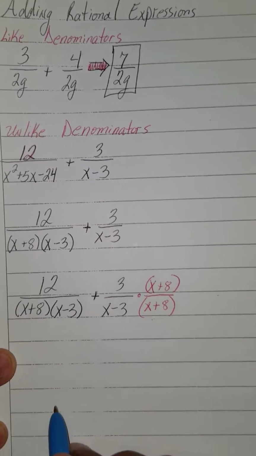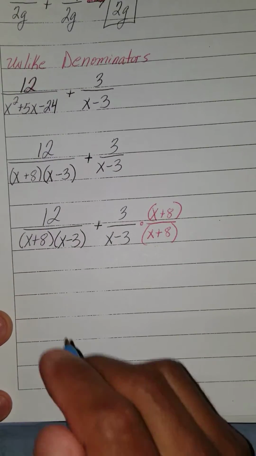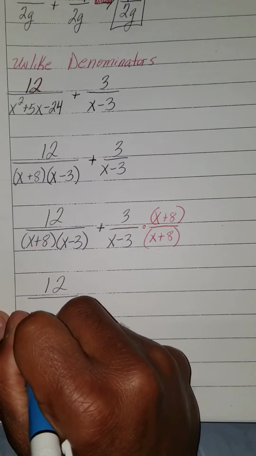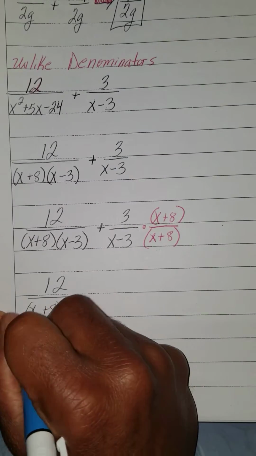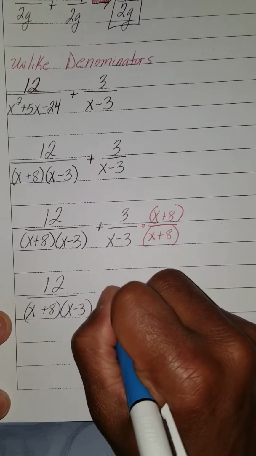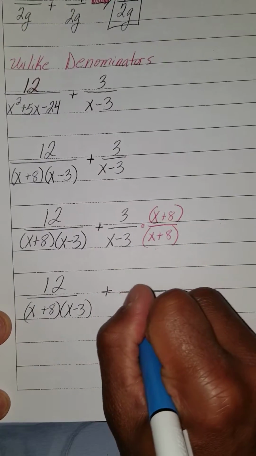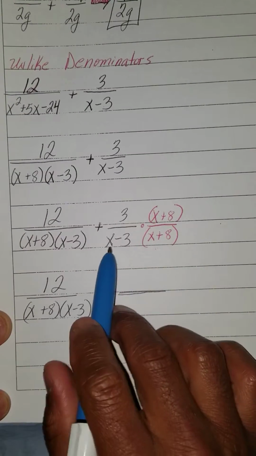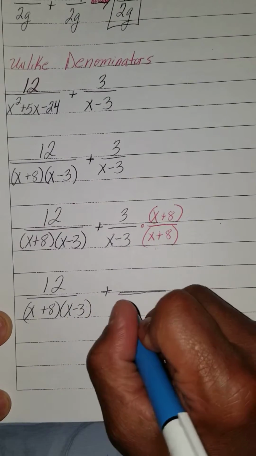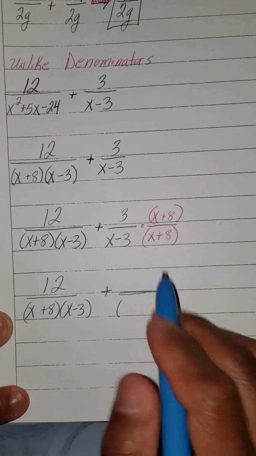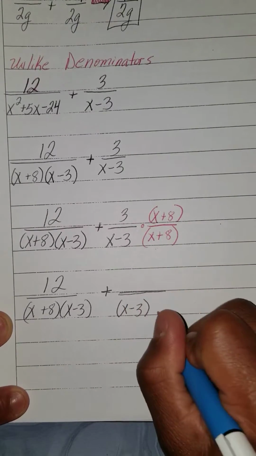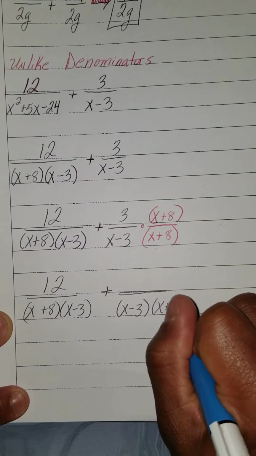I have, and I'm going to move this up some more, 12 over x plus 8 over x minus 3, plus my denominators. When multiplying, I am not going to actually combine the like terms. I'm not going to distribute. What I'm going to do is just simply multiply. I'm going to end up with x minus 3 over x plus 8.